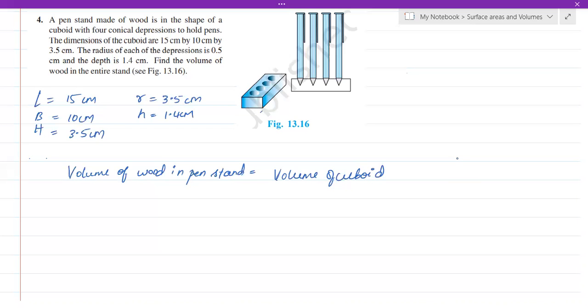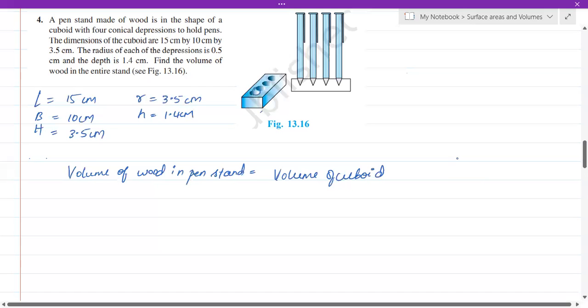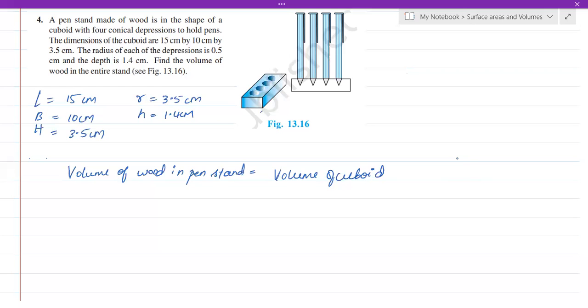Now wherever these conical depressions are there, in this part we don't have wood, right? Wood is not there. When I say volume of cuboid, the entire volume comes. But here the four conical parts, the depressions, we don't have wood, which means we must subtract it. So minus 4 times the volume of cone.